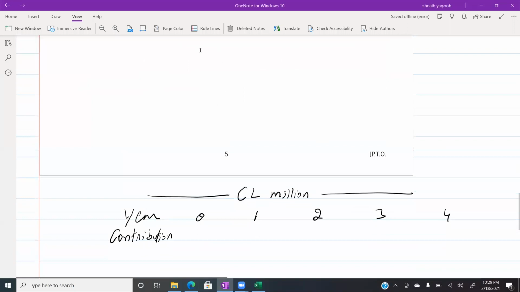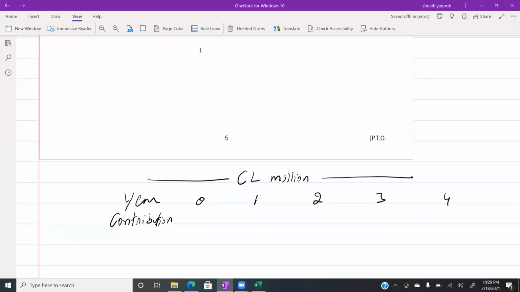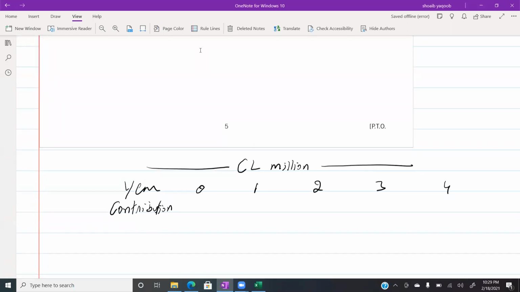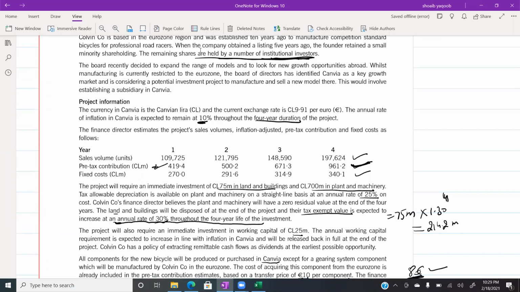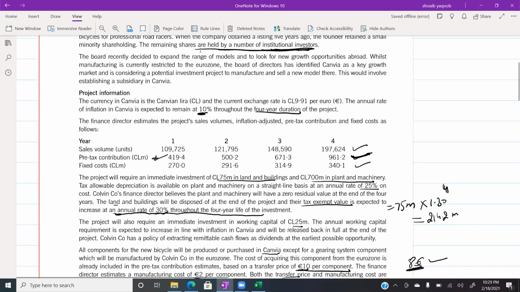Guys, you can also solve on the Excel. If somebody is preparing for the computer-based exam, please solve on the Excel. You can quickly solve on the Excel. Then deduct the fixed cost. And fixed cost is also inflation adjusted: 270, 291.6, 314.9, 340.1.